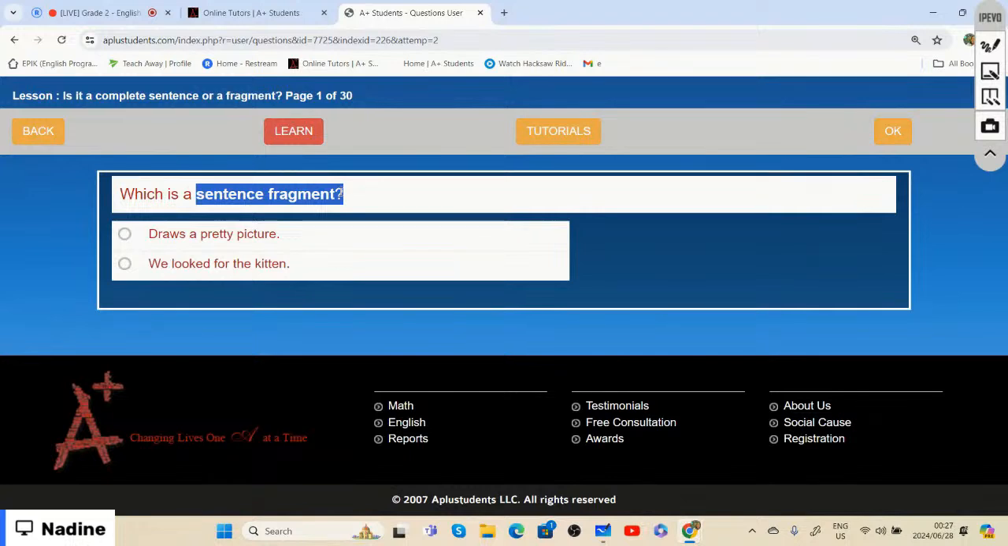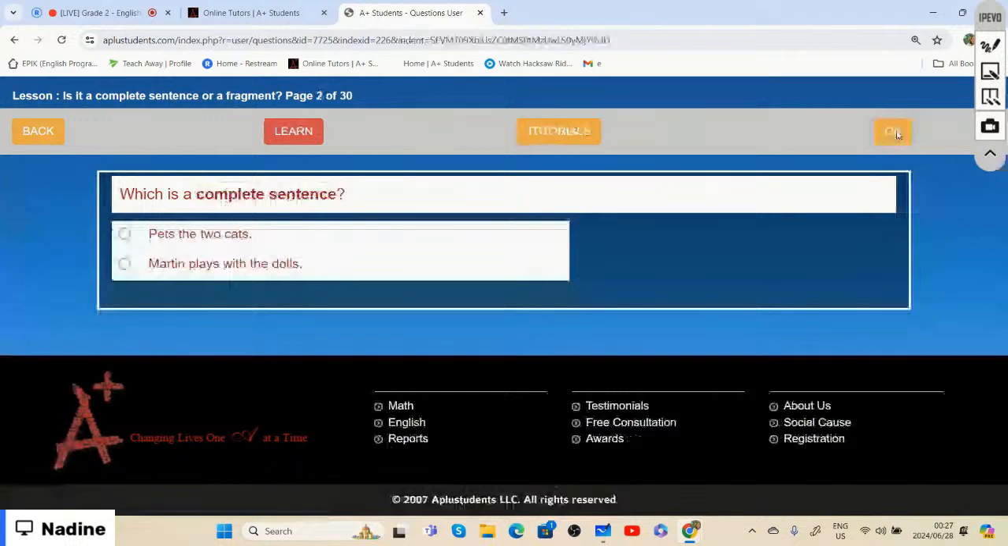Like look at option one. Yes, so option one is correct, right? The reason why option one is a sentence fragment is because it says draws a picture, right? Is option one telling us who is drawing the picture? Option one does not tell us who is drawing the picture, which means that it's missing a subject, right? So our sentence fragment is option one. So well done. Option one is correct.